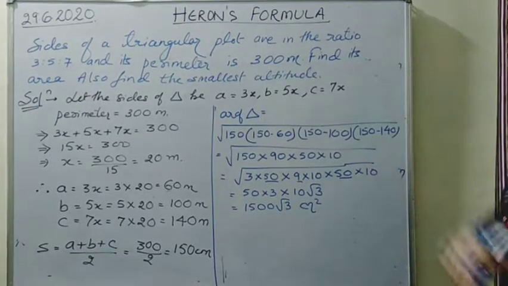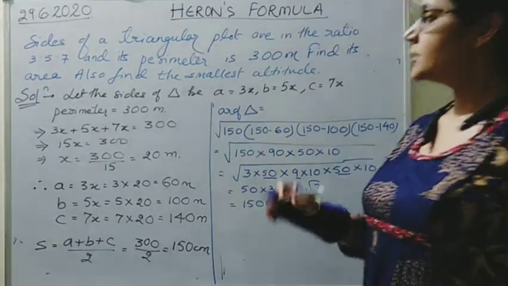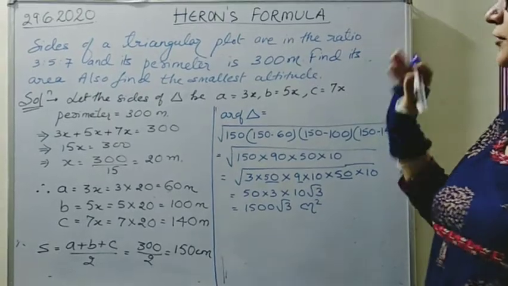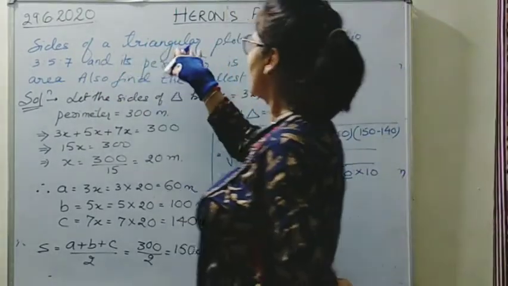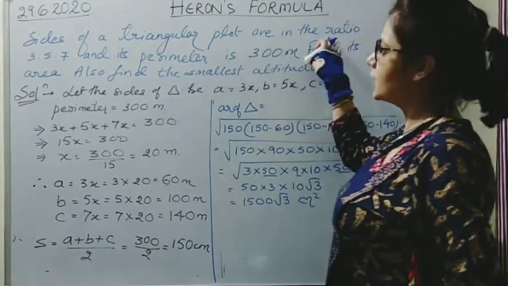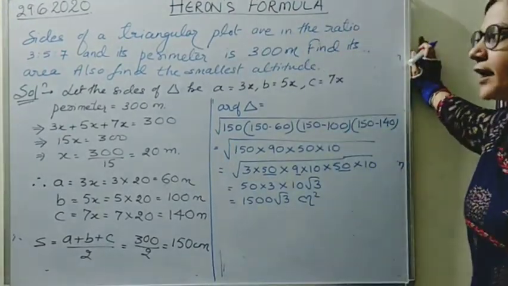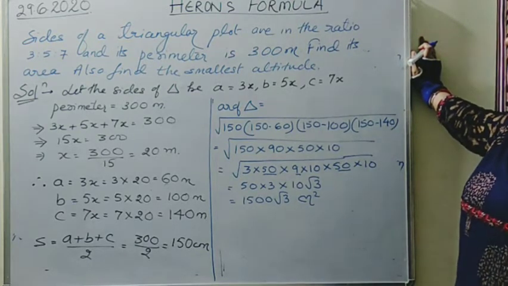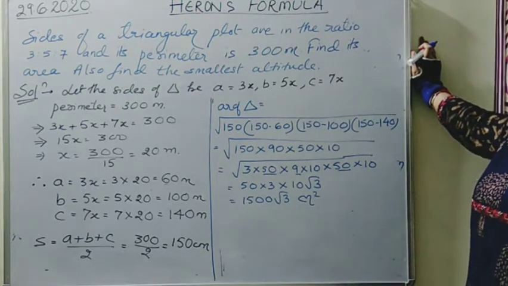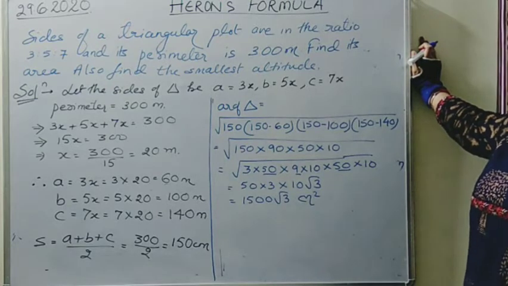Yes, let us see the next problem. In this problem, the level of difficulty is increased. The sides of a triangular plot are in the ratio 3:5:7 and its perimeter is 300 meters. Find its area, also find the smallest altitude.